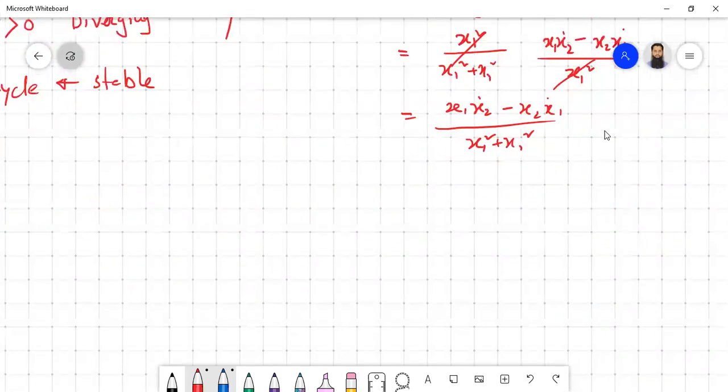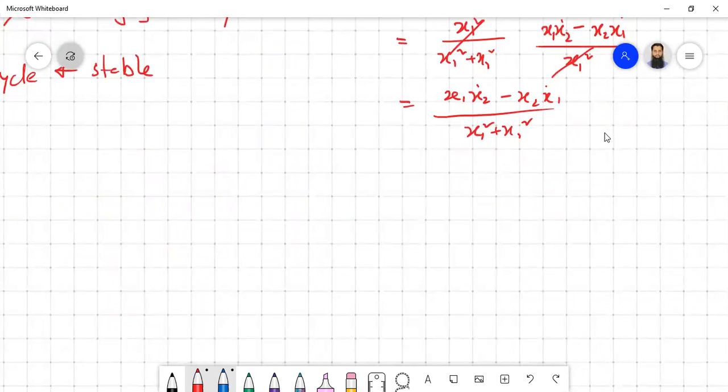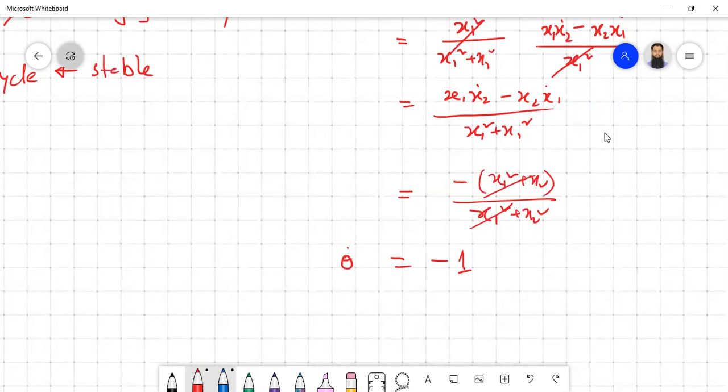And now you just have to replace the values of x1 dot and x2 dot. And once you do that, and do a bit of simplification, you are going to get minus (x1 square plus x2 square) by (x1 square plus x2 square). So eventually they are getting cancelled out. So it is just a constant value, and it has hardly any effect on determining the limit cycle or the nature of it, whether it is stable or unstable. Okay, so this is how to deal with the limit cycle.